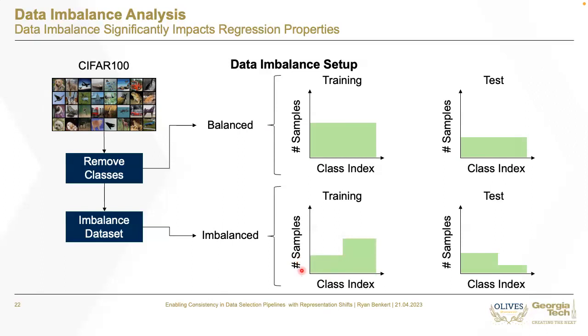And on the test set, on the other hand, we essentially reduce the number of samples, but not from the classes that we reduced in the training set, but exactly the opposite ones. The idea behind this is to have a lot of training samples and very few test samples for some classes, and very few training samples and a lot of test samples for others, right? And by doing so, you get a massive imbalance.